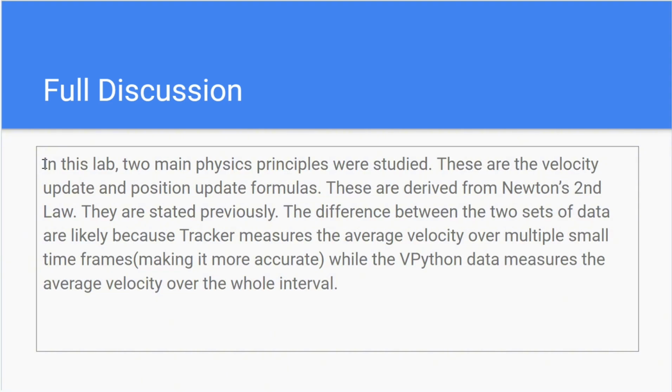So in this lab, two main physics principles were studied. These are the velocity update and position update formulas, which are derived from Newton's second law, and they are stated previously. The difference between the two sets of data are likely because Tracker measures the average velocity over multiple small time frames, while VPython measures the average velocity over the whole interval.